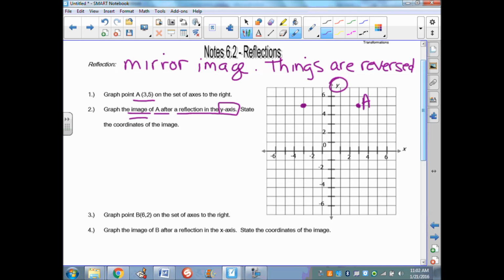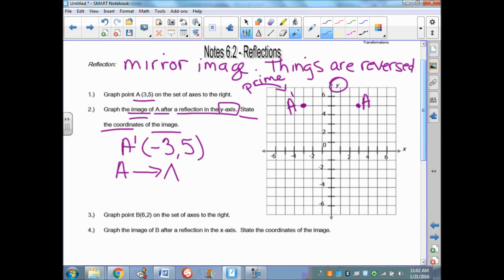So the image of A is called A prime. That little mark almost looks like an apostrophe. We say prime. So that indicates that A and A prime are somehow related, but they're not the same exact point. It says state the coordinates of this image. So A prime, the coordinates are -3, 5. So when we plotted A and we reflected it in the y-axis, we got A prime.